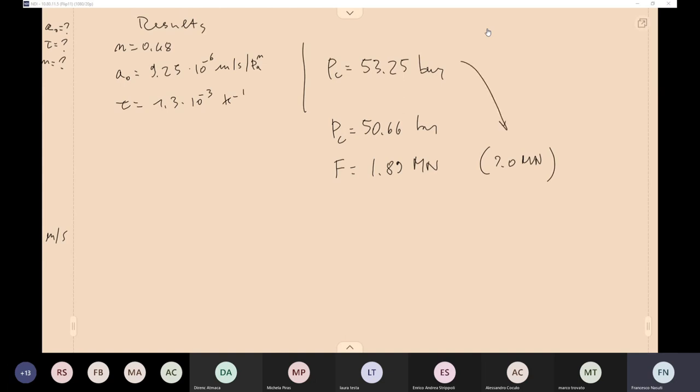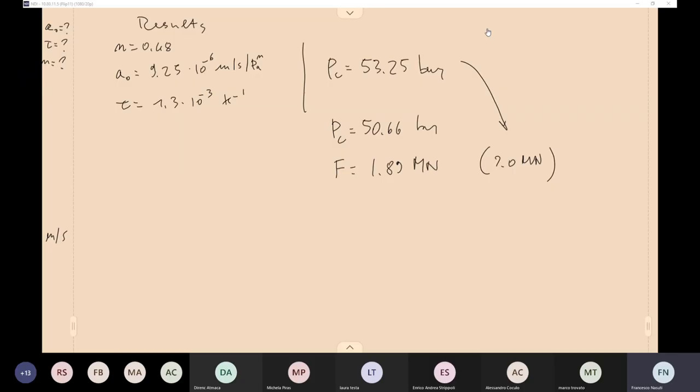So the total impulse will be the same because we have the same C star, the same C_F, the same specific impulse, and the same amount of propellant. The total impulse will be the same, but the thrust is less. That means the time is longer. So there will be a longer burning time because of the lower pressure, the lower burning rate, the lower thrust.